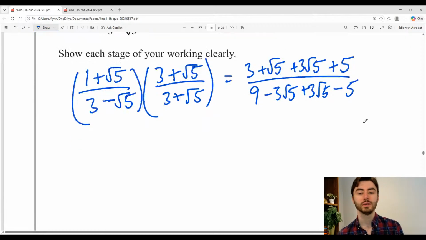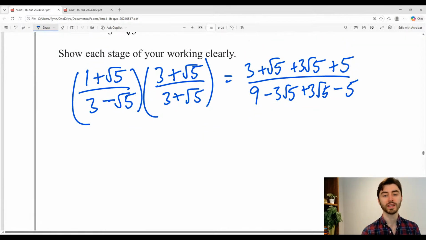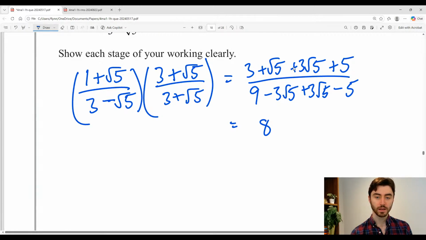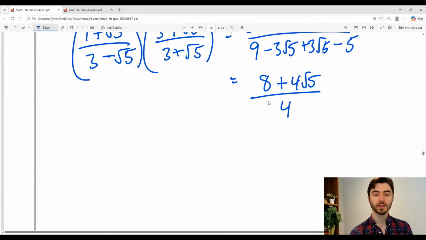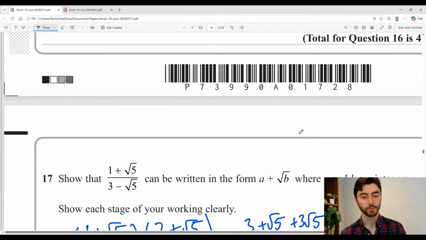Now the point here is that on the bottom, the roots will then cancel. 3 plus 5 is 8. 1 lot of root 5 plus 3 lots of root 5 is 4 lots of root 5. On the bottom, the 9 minus 5 gives me 4, and the square roots here cancel. Now dividing this, you end up getting 2 plus root 5, which is the final answer.